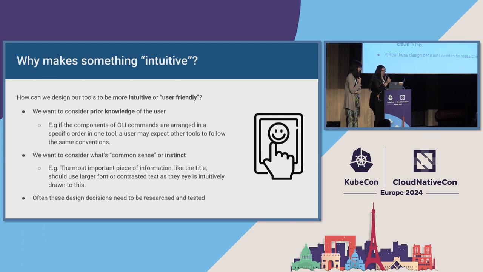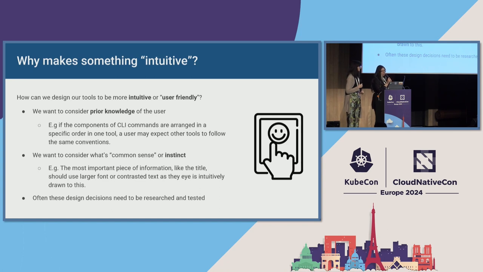So I'll give an example of a command line interface. You have a user and they use a command line interface where the components are in a specific order. And say you have a new product and the components of the command are in a different order, the user is not going to be very happy because this goes against their prior knowledge. So you want to be designing tools in a way that is familiar to what the user has used before, and you want to follow certain conventions that are common. So in order to figure out what's common, you have to kind of know who the user is and what their experience is, right? So that's where the user research part comes in.